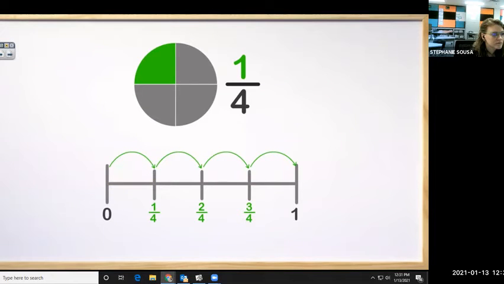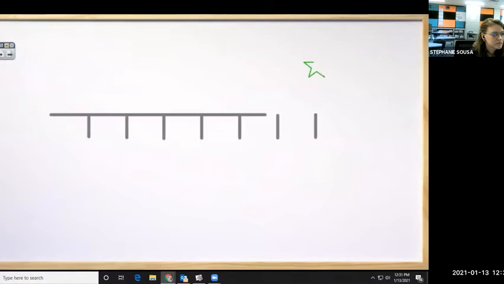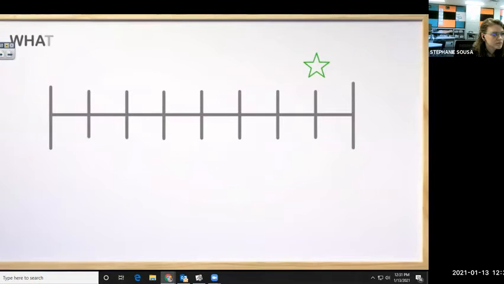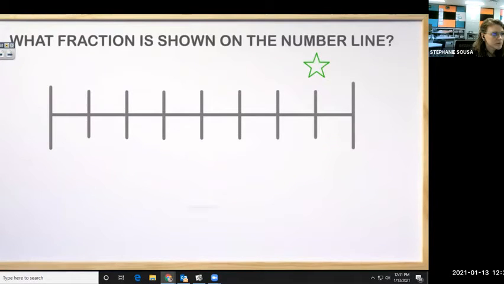That was great! Let's look at a problem to see if we can solve it. The problem says, what fraction is shown on the number line? One way to start this is by finding the denominator in the fraction. Remember, the denominator is the total amount of parts, and in order to find that, we need to count all the parts.